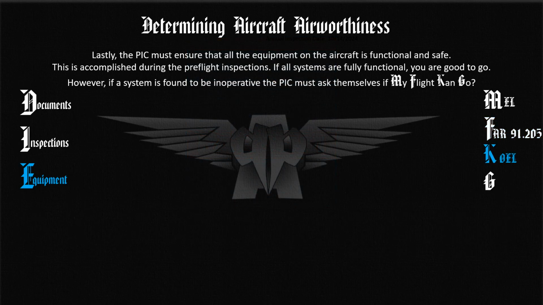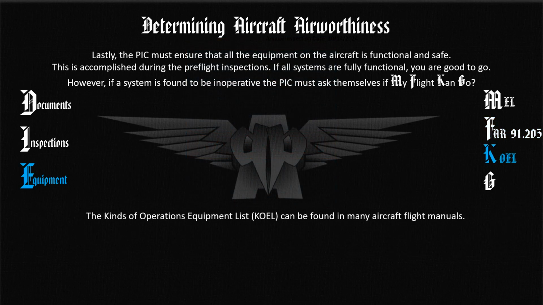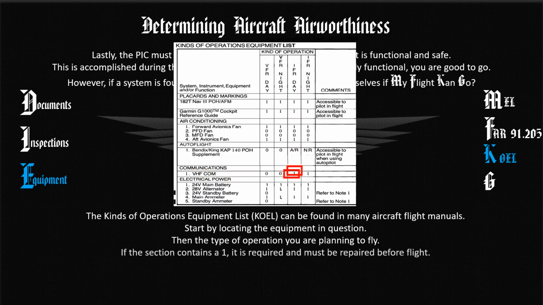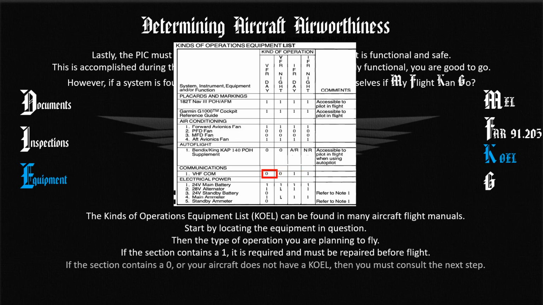The Kinds of Operation Equipment List, or KOEL, can be found in many aircraft flight manuals. Start by locating the equipment in question, then the type of operation you are planning to fly. If the section contains a 1, it is required and must be repaired before flight. If the section contains a 0, or your aircraft does not have a KOEL, then you must consult the next step.